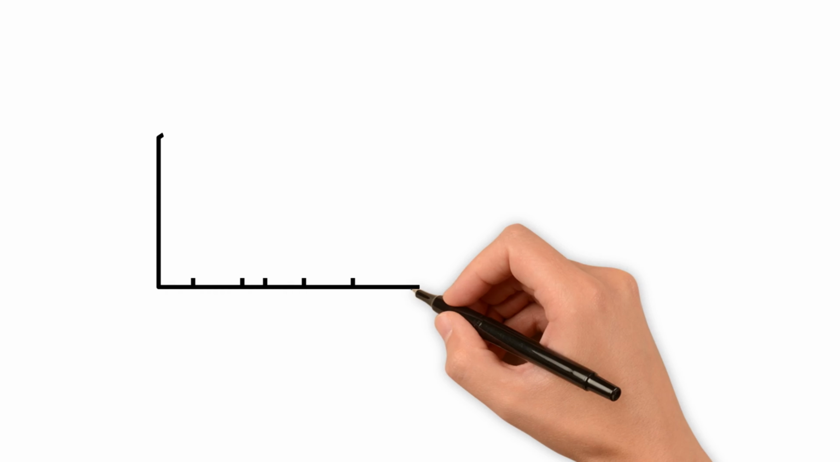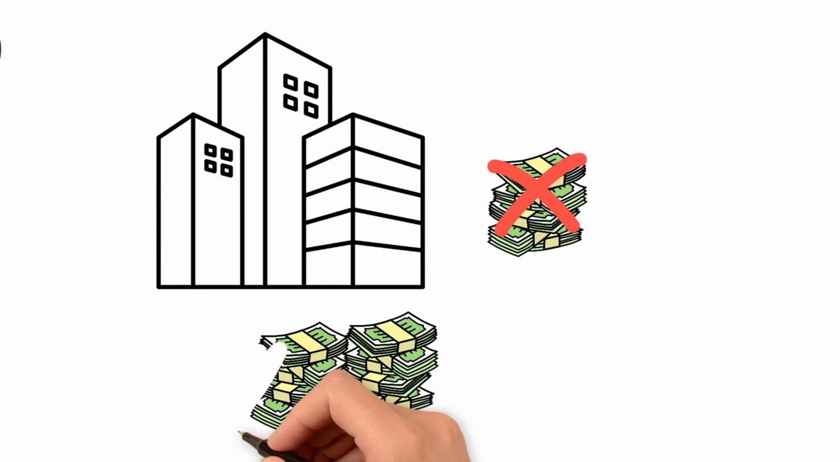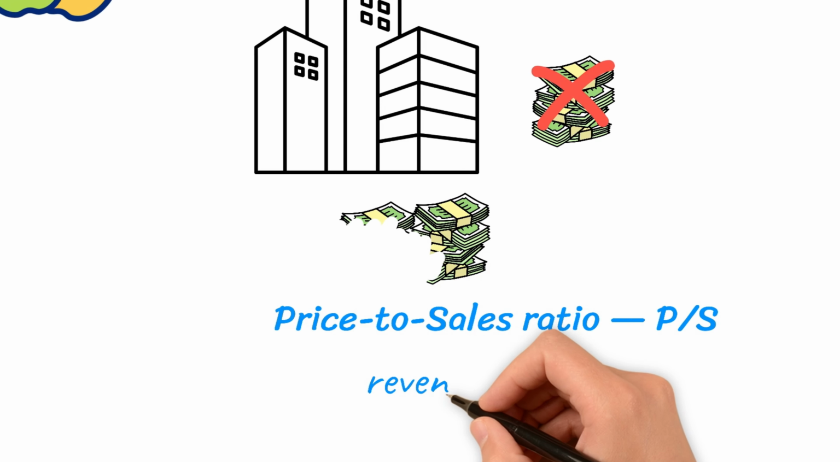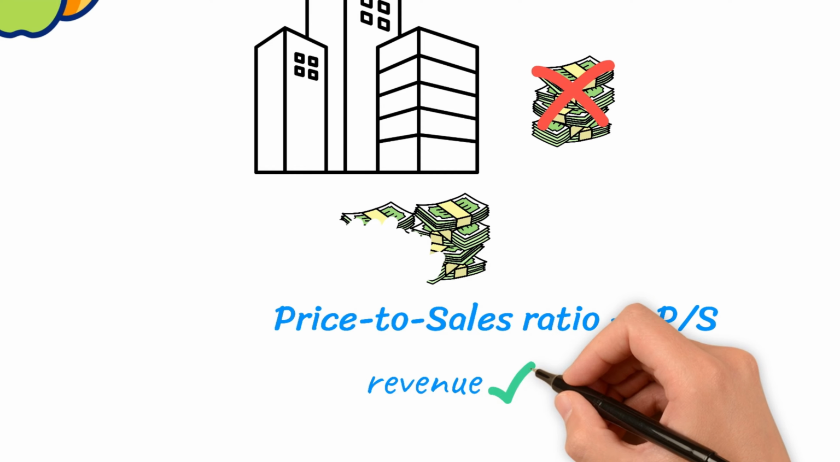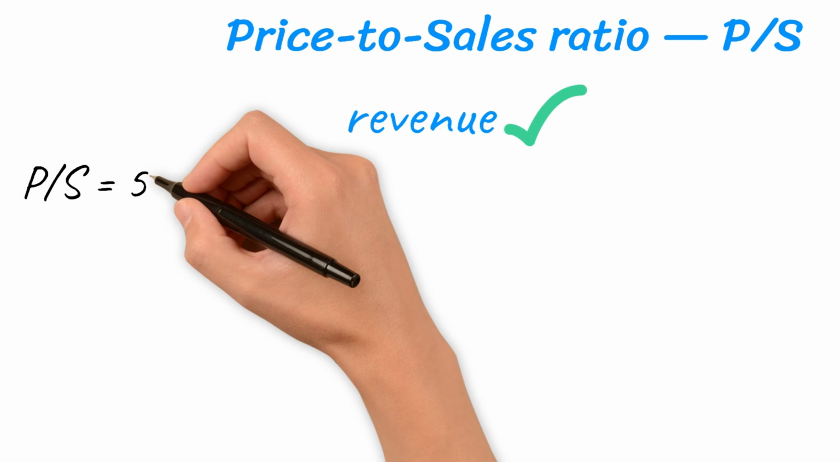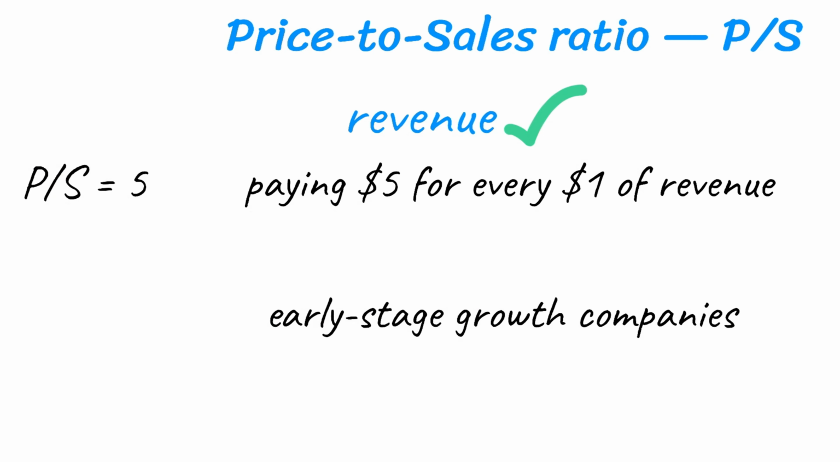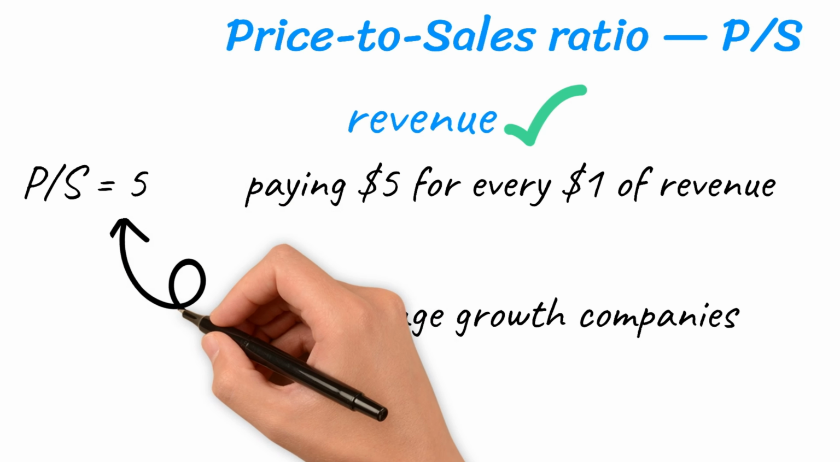Some companies don't have earnings at all. They're burning cash to build market share. For those, use the price-to-sales ratio, PS. It compares the stock price to revenue rather than profit. A PS of 5 means you're paying $5 for every $1 of revenue. It's a rougher measure, but for early-stage growth companies, it's often the only honest number available.